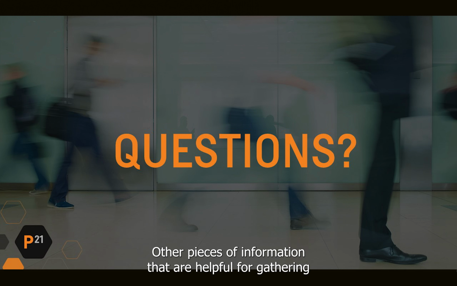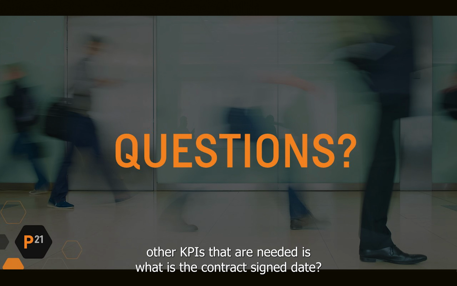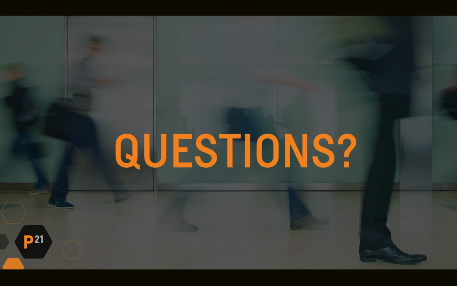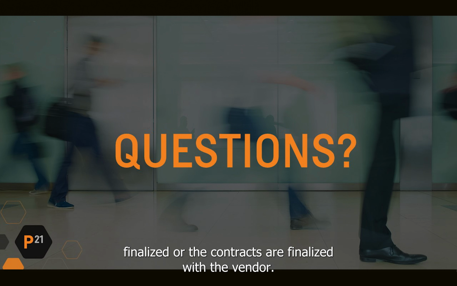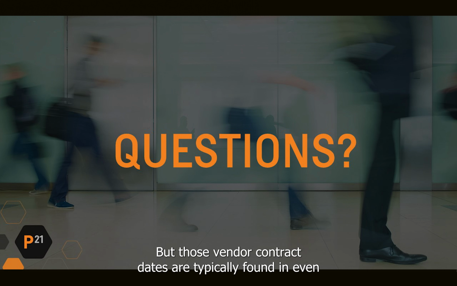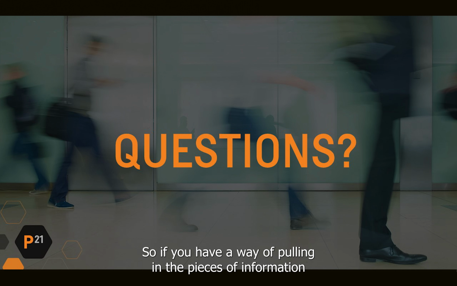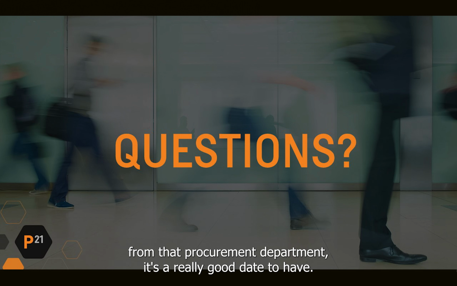Other pieces of information that are helpful for gathering all the KPIs that are needed is, one is the contract sign date. So I mentioned earlier that the best time to start your data transfer specification is when your protocols are finalized or the contracts are finalized with the vendor. But those vendor contract dates are typically found in even another system, typically with procurement. So if you have a way of pulling in the pieces of information from that procurement department, it's a really good date to have.